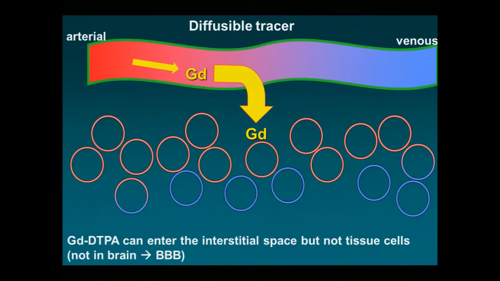This is different in the brain, where you have the blood-brain barrier. There you are entering a more limiting situation of this pharmacokinetic model, where you cannot have free extravasation of the gadolinium outside the vessels.